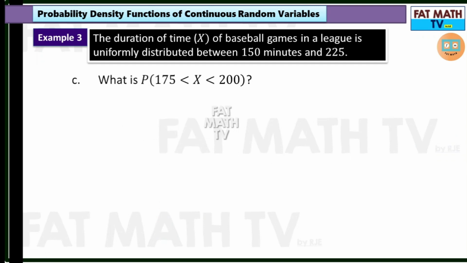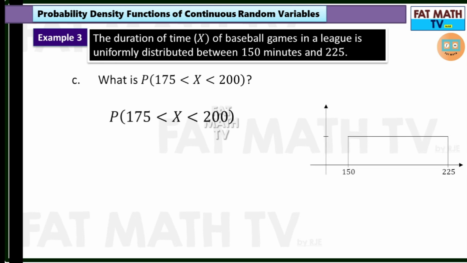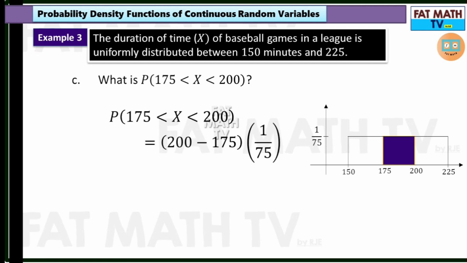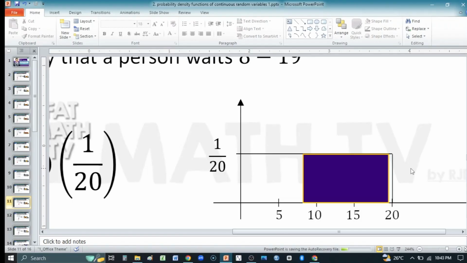Probability that X is between 175 and 200. So 175 and 200. So we have 25 units. So this is from 175 to 200. That's 200 minus 175. That is 25 units over 75. That is also 1/3. So that's it for the uniform distribution, or also called the rectangular distribution, for the probability density function of continuous random variable.